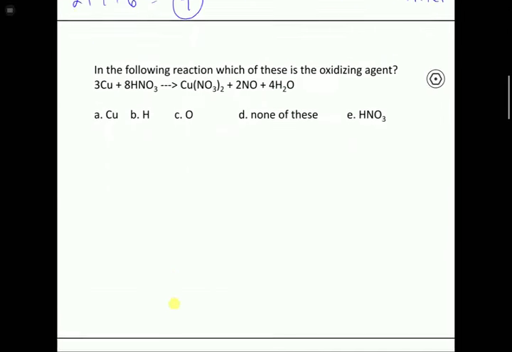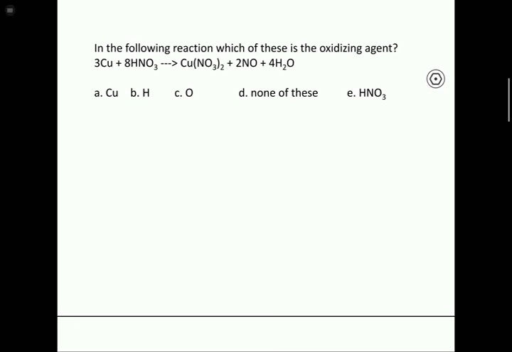Now, 2 of the homework questions we had the most difficulty with also dealt with redox reactions, but in this case we're not actually balancing it. We're already given the coefficients. We just need to figure out which is the oxidizing agent. So remember that the oxidizing agent is the one that is decreasing in oxidation number over the course of the reaction. So we have to find the species where the oxidation number is decreasing.